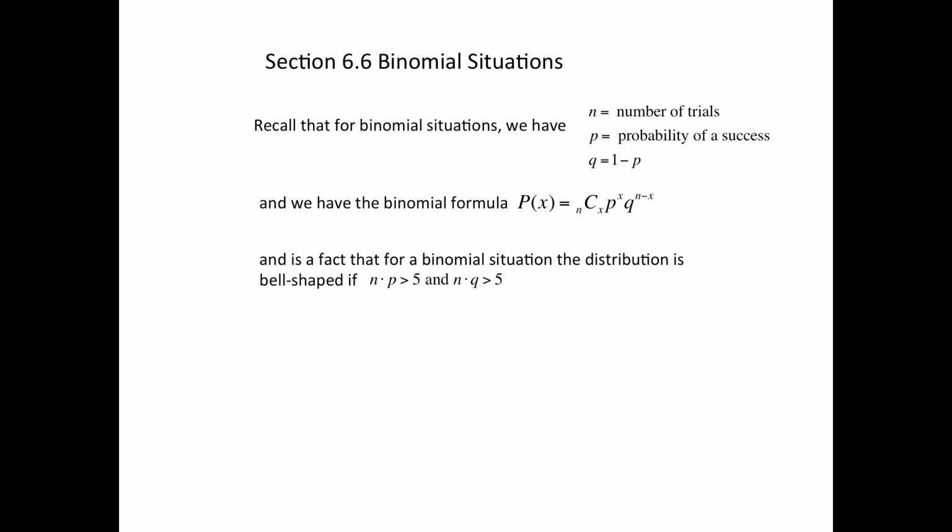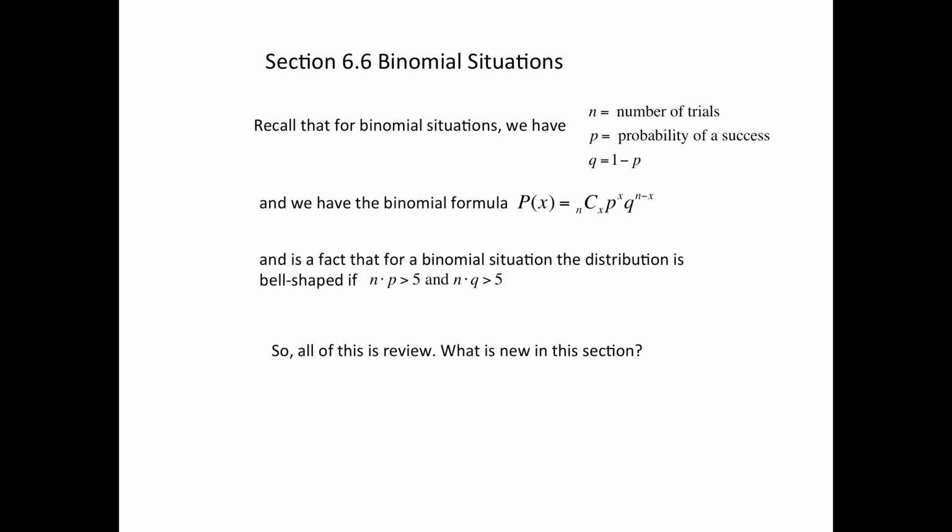You may remember we also did the binomial formula, and there was also the fact that if n times p is bigger than 5 and n times q is bigger than 5, the binomial situation, which is actually discrete information, can be approximated with a bell-shaped curve. The bell-shaped curve is usually for continuous situations. Anyway, all of this seems like review.